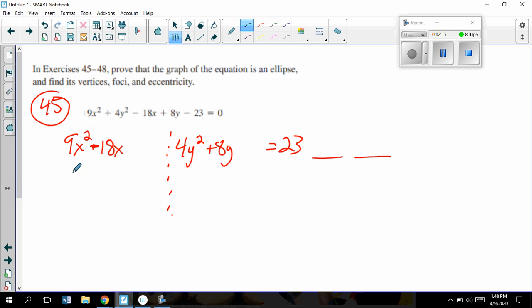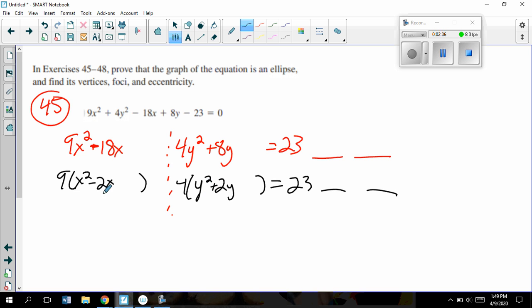That process, again, you can only do it when a is 1. So I'm going to have to factor 9 out of the top here, and 4 out of this one. Y squared plus 2, and I still have this part. Okay, now I can complete the square. So it's negative 2 divided by 2, which is negative 1 squared is 1. I'm going to finish this side.